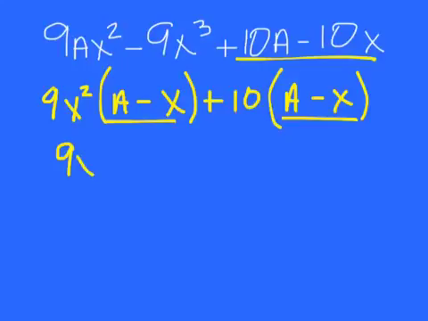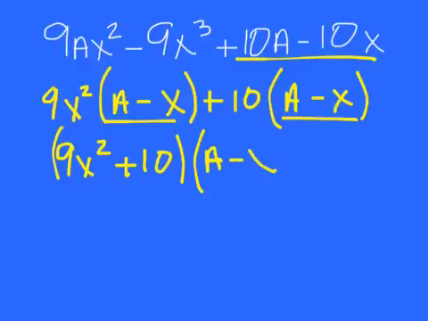So it's 9x squared plus 10, and then not plus, it's multiplication, a minus x. There we go.